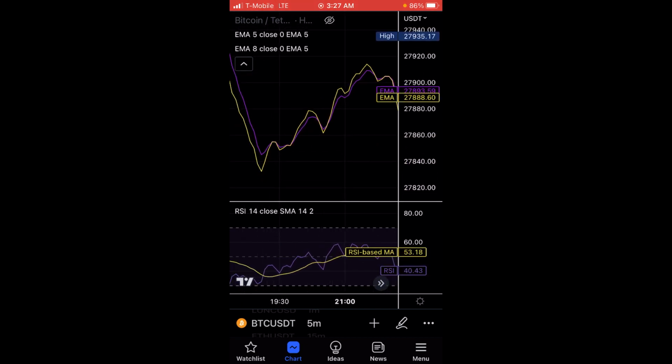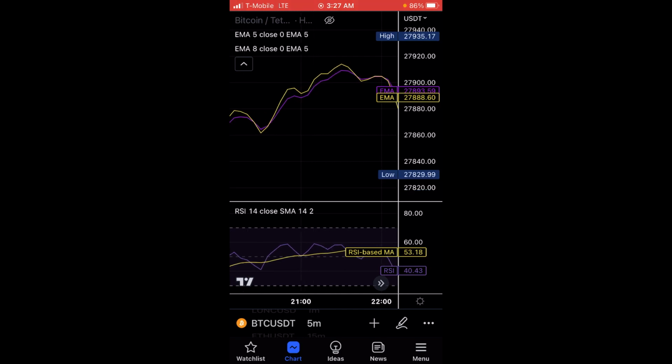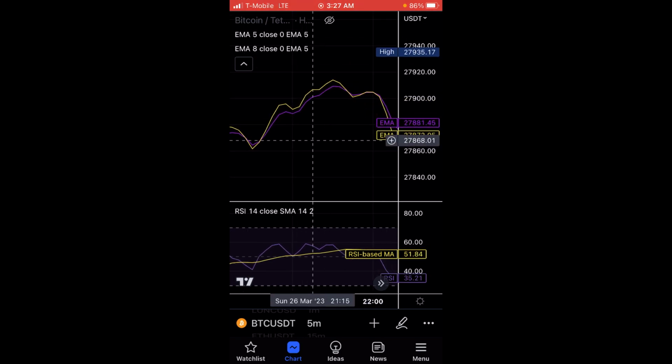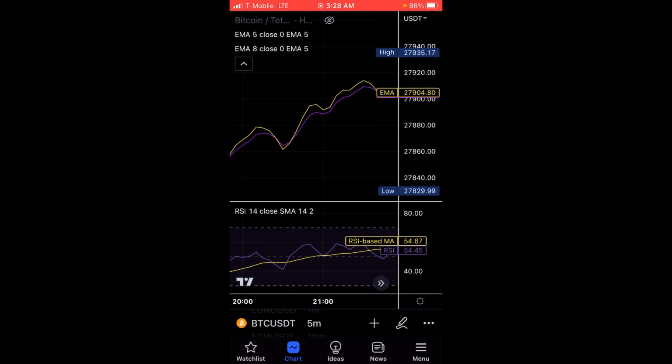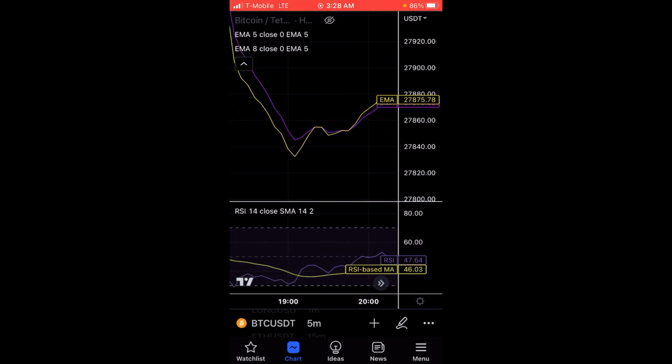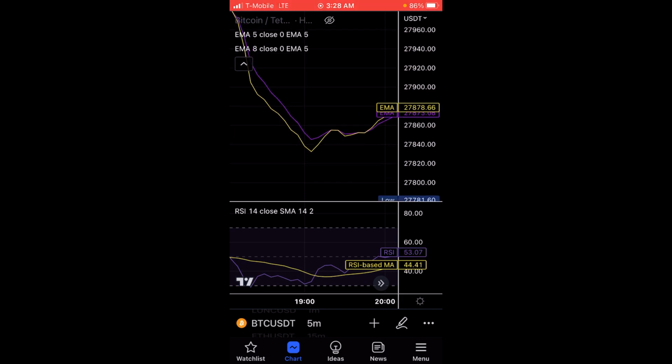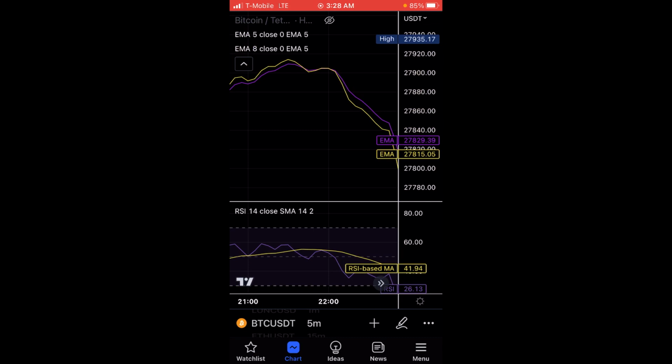And let me just do this a couple more times. Okay, you see it crossing here. Bitcoin crossing here at 27,868. And then it crossed back down here at 27,900. So you guys get the general idea. This is a pretty good strategy to finding good scalps, depending if you're just doing futures.